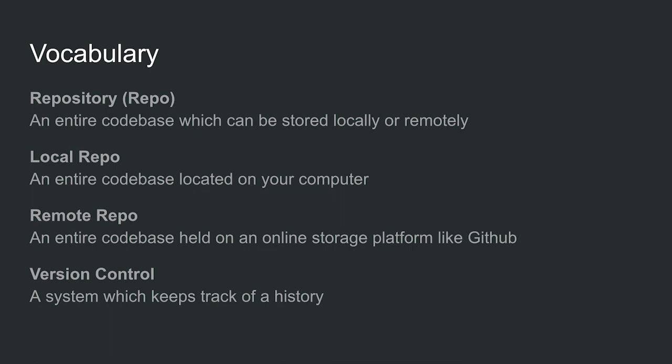So let's get some vocabulary out of the way. First, we have repository or repo, which is an entire code base which can be stored locally or remotely. What I mean by that, first off, we have local repo, which is an entire code base that's stored on your personal machine, on your computer. A remote repo, on the other hand, is something that other people can access, like an online storage platform like GitHub, which we'll be talking about. And then version control. This is a system that keeps track of history.